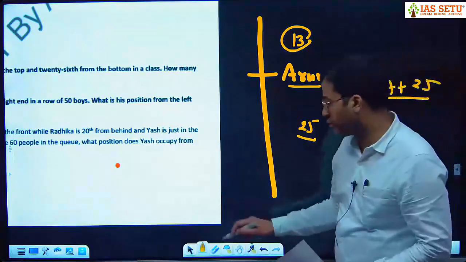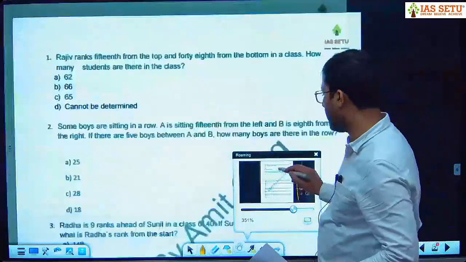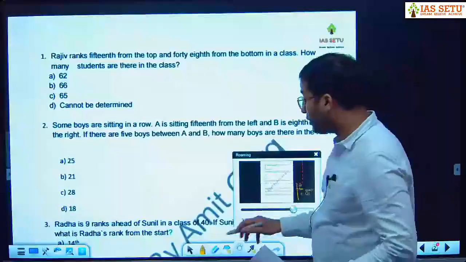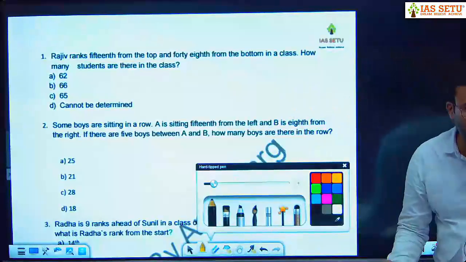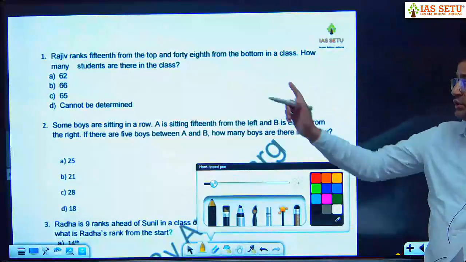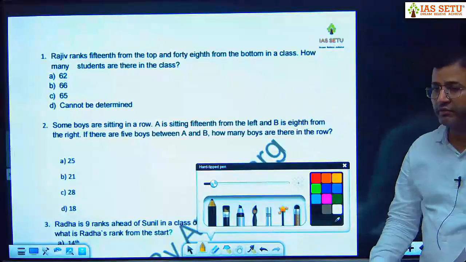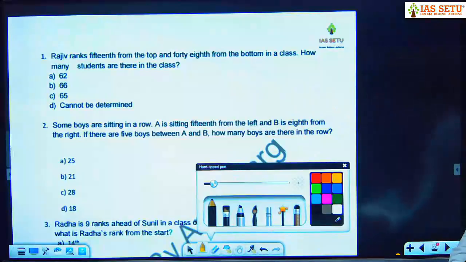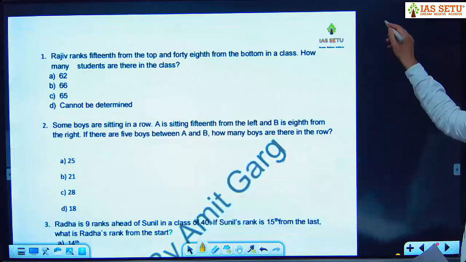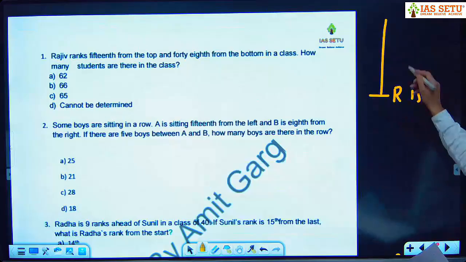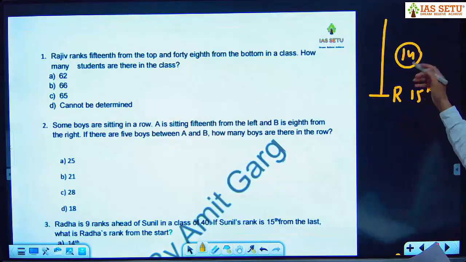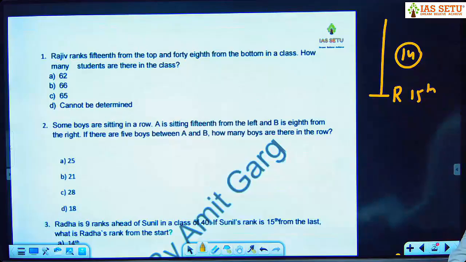Just try the first question with the help of this diagram. Because let me tell you, this diagram-based solution is very, very important for miscellaneous questions. Rajiv ranked 15 from the top, 48 from the bottom in a class. How many students are there in the class? So you can say this is Rajiv, who is 15 from the top. It means there are 14 above Rajiv in the ranking.